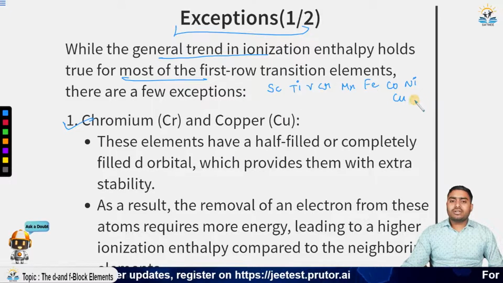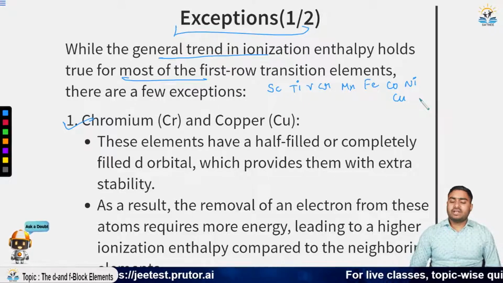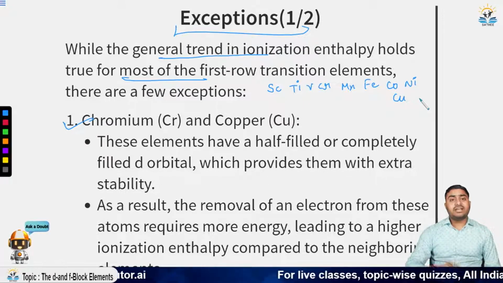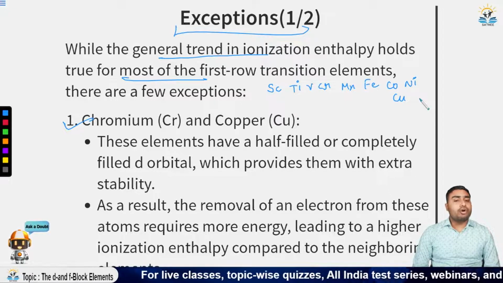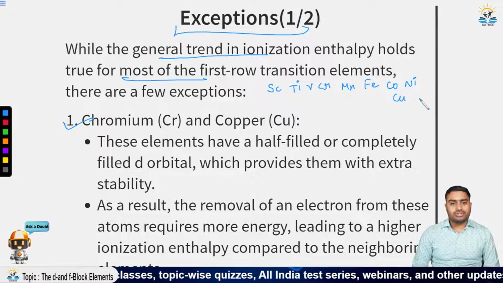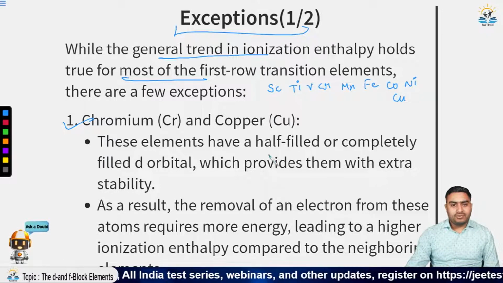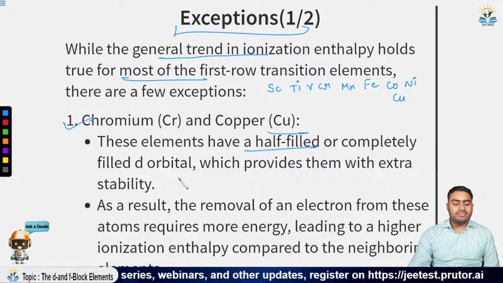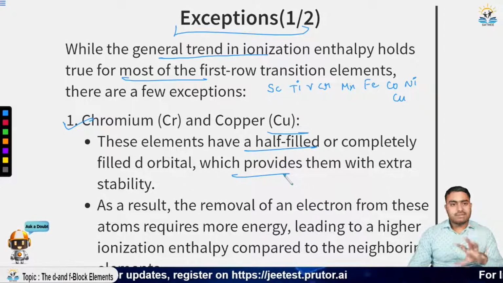Okay, zinc is not considered as a transition element because it has a d10 electronic configuration in its common oxidation state as well as in ground state, that means it has completely filled d orbitals. What about chromium and copper? Chromium has a half filled and copper has a completely filled d orbital, which provides them with extra stability.